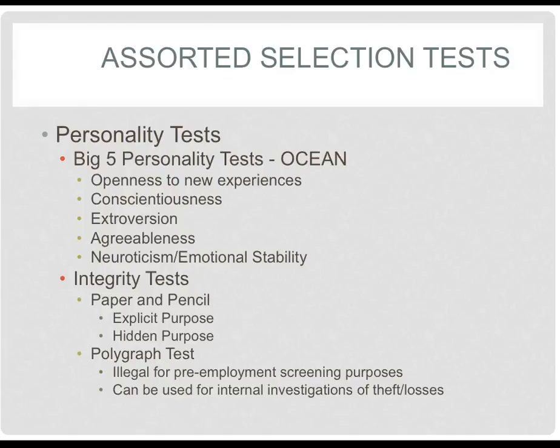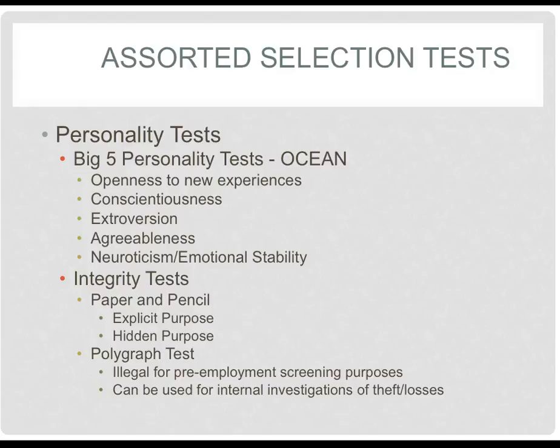Personality tests are another option. The acronym that people have used traditionally in psychology for the Big Five personality test is called OCEAN, which is openness to new experiences, conscientiousness, extroversion, agreeableness, and then it used to be called neuroticism, hence OCEAN worked perfectly well. Now it's called emotional stability. So obviously, emotional stability sounds much better than being neurotic.